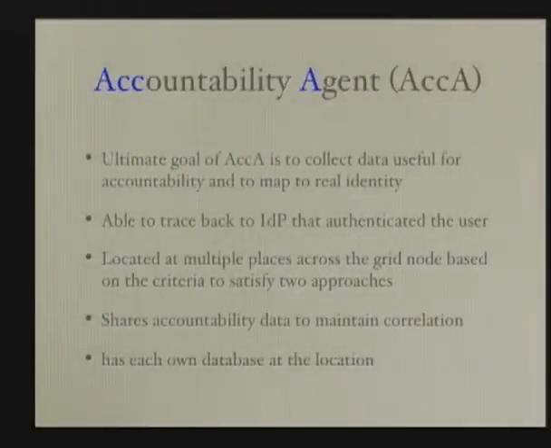Accountability agents. The original role of the accountability agent is to collect data useful for accountability and to map users' activity and resource consumption to real identities. Accountability agents are able to trace back to identity providers if an identity management system such as Shibboleth is employed to authenticate the users. Accountability agents are located at multiple places across grid nodes based on criteria to satisfy two strategies, and share accountability data to maintain correlations. They also each have their own database at their locations.